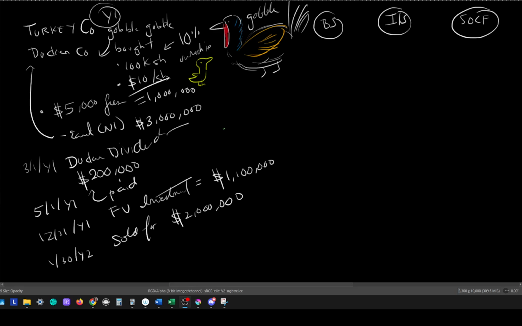So this is when you purchase an investment in an investee and the ownership percentage is less than 20%. So you don't have significant influence. In this example, I have it at 10% ownership. So suppose we have two companies. The investor is called Turkey Company and the investee is called Duckin Company.